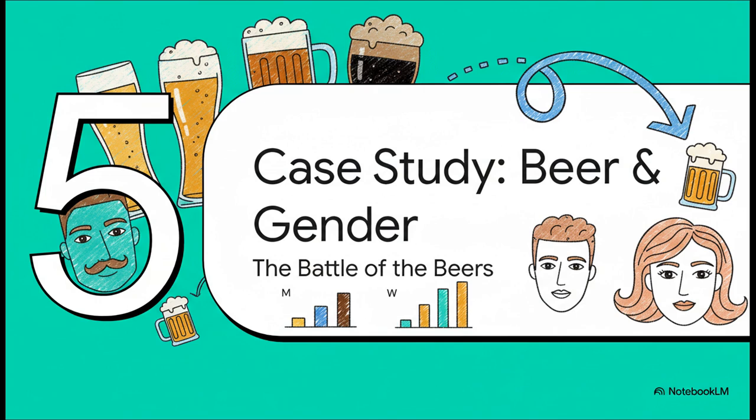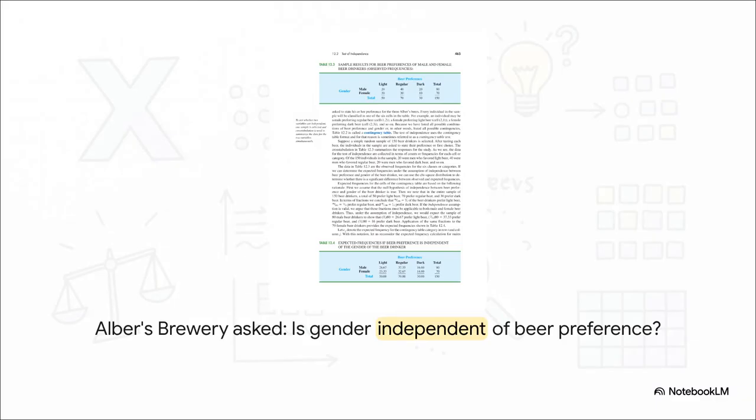And they wanted to answer a classic marketing question. Do men and women prefer different types of our beers? Or are gender and beer choice totally unrelated, or independent of each other? So they went out and surveyed 150 drinkers, and this table shows the raw numbers of what they saw. 20 males like the light beer, 30 females like the light beer, and so on. Just glancing at it, it kind of looks like there might be some differences. But again, are these real patterns or just random chance in this particular group of 150 people?